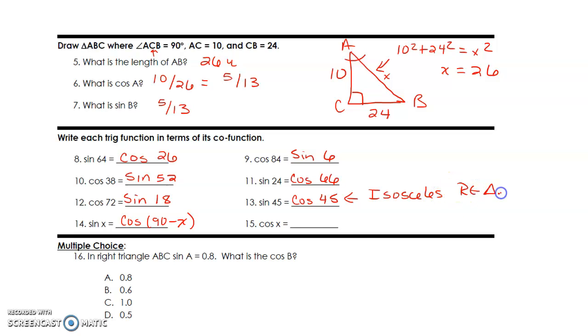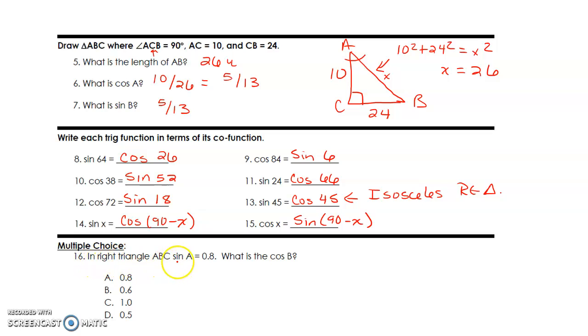Right triangle. Very special. Now cosine, the cofunction is sine, and again 90 minus x. Okay, multiple choice. These are typical types of questions you see.